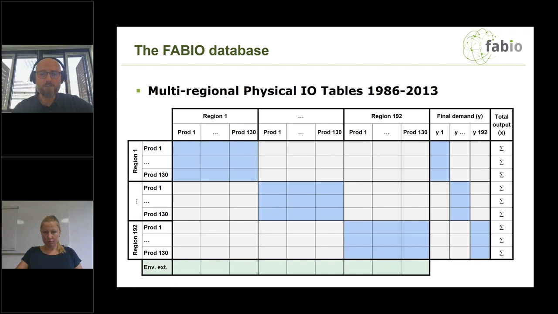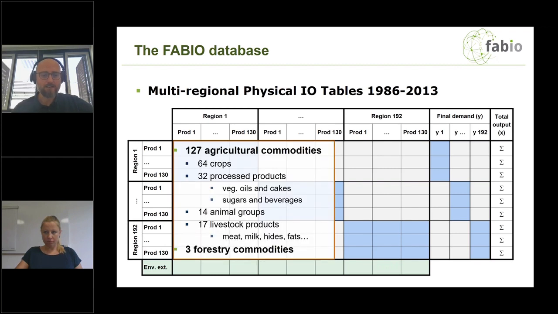FABIO comprises time series of input-output tables from 1986 to 2013. As I said, it covers 130 commodities. 127 of them are agricultural commodities: 64 crops, 32 processed products, mainly vegetable oils and cakes, sugars and beverages, then 14 animal groups and 17 livestock products such as different kinds of meat, milk, hides, and fats. And it currently covers 3 forestry commodities.